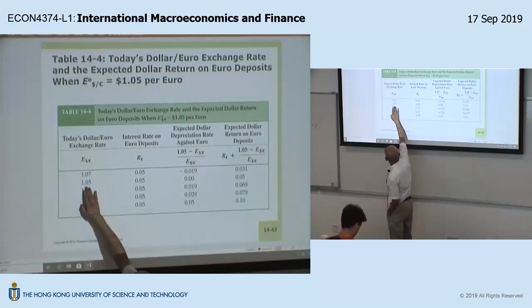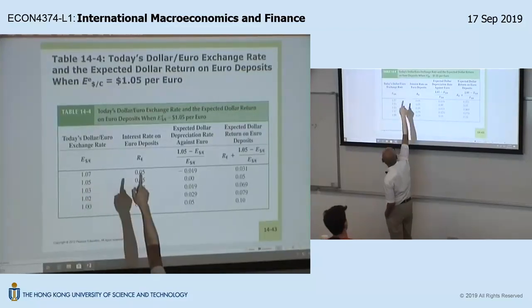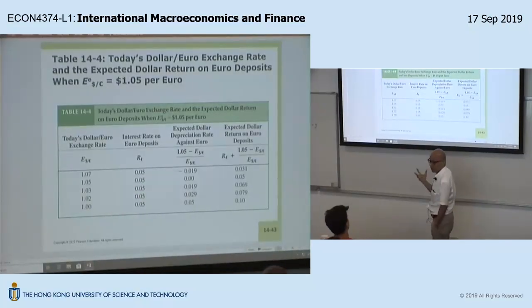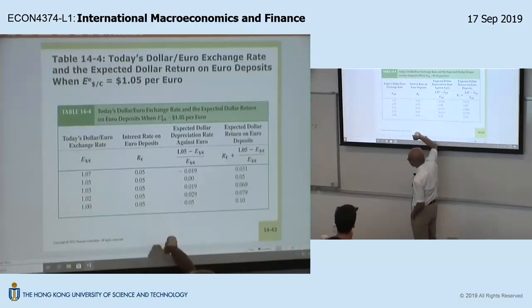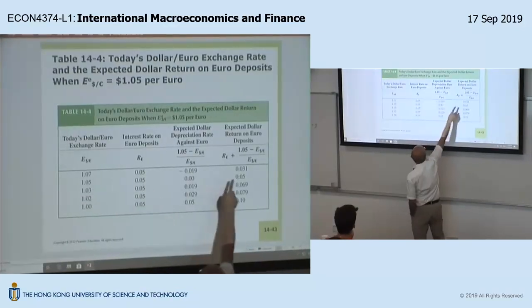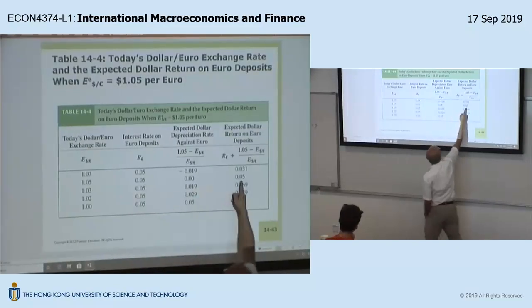The second example is when the spot rate is 1.05, equal to the expected rate in the next period. So there is expected to be no appreciation nor depreciation of the euro, and so the expected dollar rate of return on euro will be just 0.05.